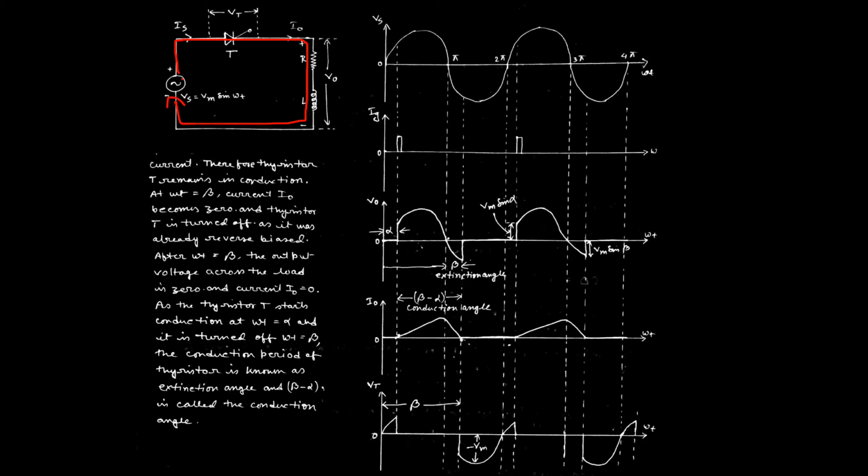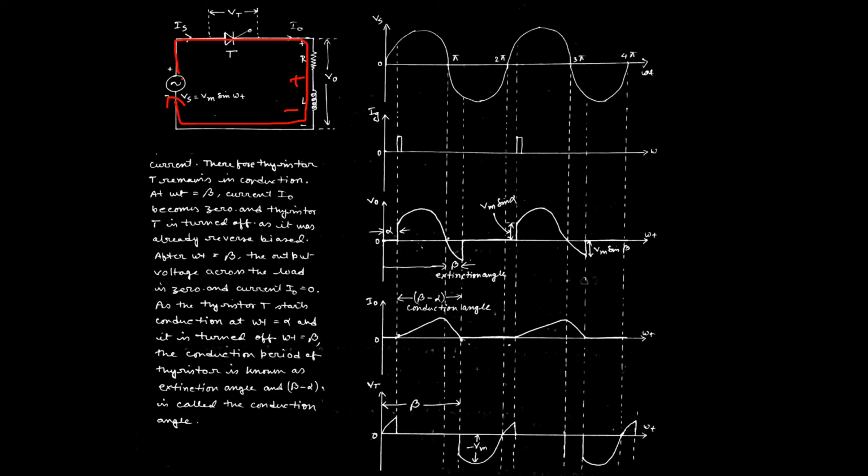In this situation, due to the presence of the inductor, it can store energy inside it and the voltage across the inductor will reach the maximum supply voltage, that is Vm, and the polarity of the inductor will be positive on this side and negative on this side.